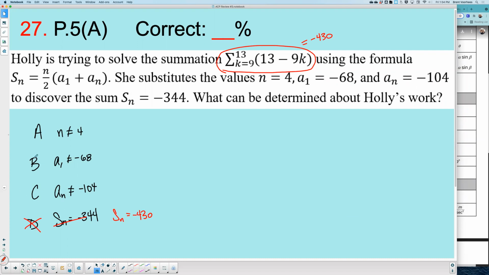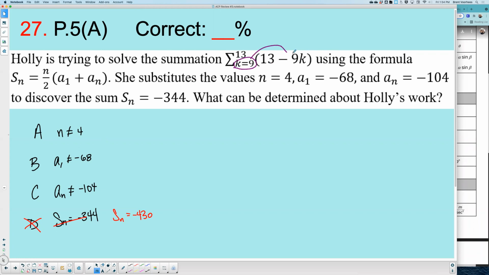So now she had to have made a mistake with one of these values. I'm going to walk you through how you find the different values. First off, the easiest is probably A1. We just did this on the last problem. How do you find your first term? You plug in that lower bound. I'm going to use the vocabulary here. You plug in the lower bound.